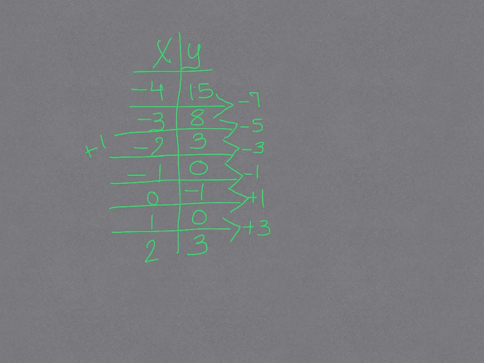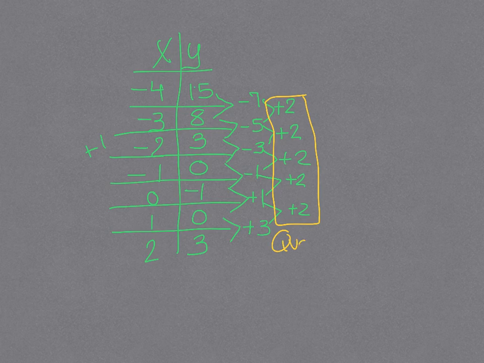So my first difference is not constant, so it's not linear. So let's look at our second difference. -7 to -5 means I added 2. And then -5 to -3, I add 2. -3 plus 2 is -1. -1 plus 2 is 1. 1 plus 2 is 3. So we have a second difference, and that means that it's quadratic, correct?